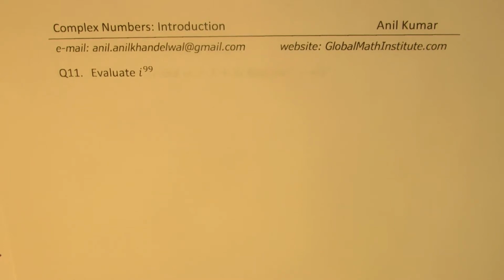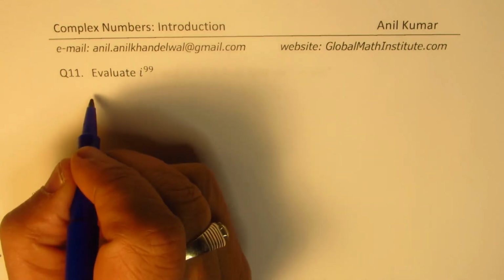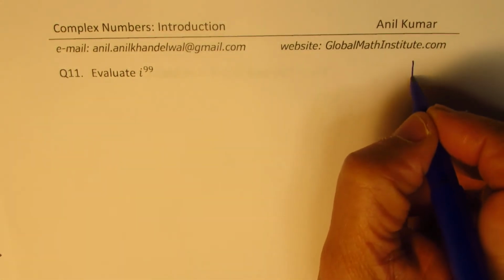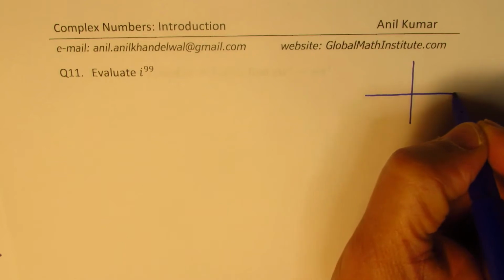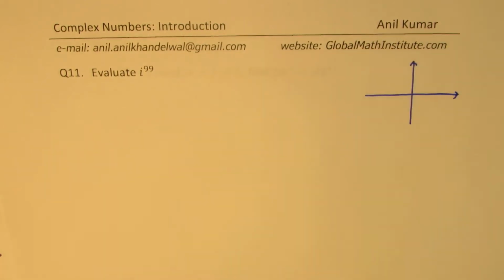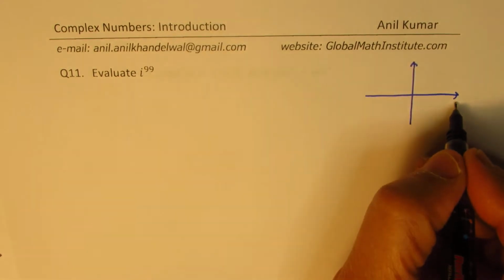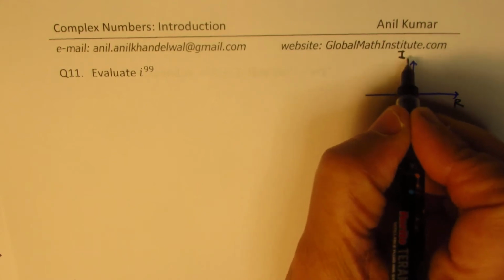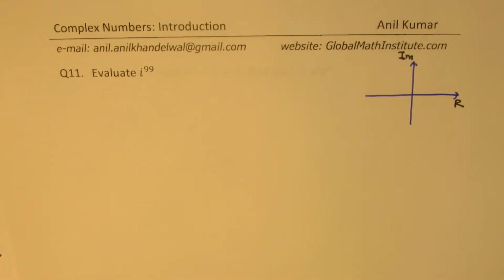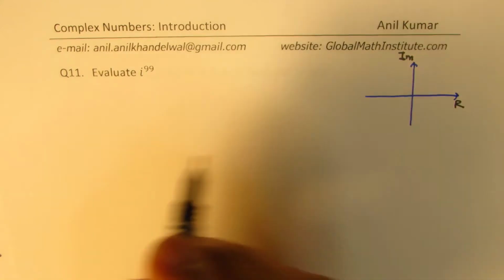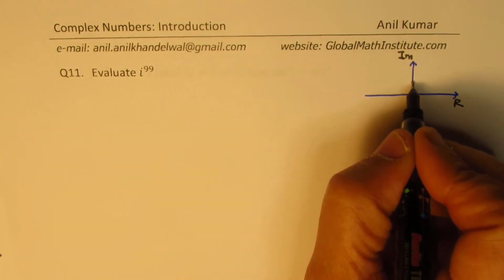We need to evaluate i to the power of 99. Now let's look into a few properties to solve this particular question. On a coordinate plane, we could represent real numbers on this side and imaginary numbers on the y-axis. So when I say i, it is this.